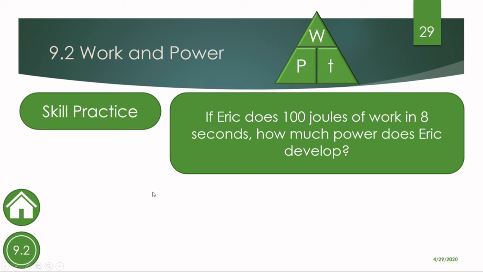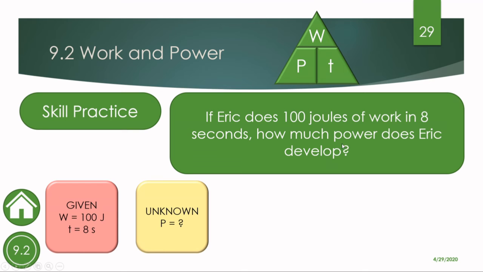So let's take a look at our next word problem. If Eric does 100 joules of work in 8 seconds, how much power does Eric develop? Well, let's see. What information were we given? We were given that Eric does 100 joules of work, so the W here stands for work, in 8 seconds. What is it we want to know? We want to know how much power Eric produces.